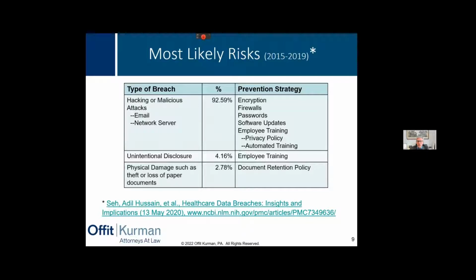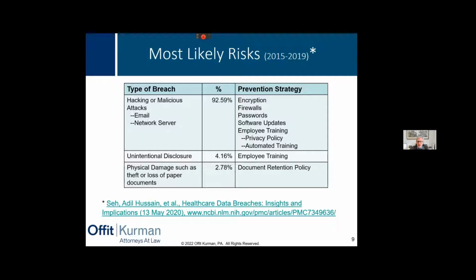92.59% of data breach incidents in the period 2015 through 2019 involved hacking or malicious attacks on your system, as opposed to two of the other common sources of breach that I've listed in this table: unintended disclosure and physical damage such as theft or loss of paper documents. Hacking or malicious attacks represent 92.59% of data breach incidents, which is astonishing.